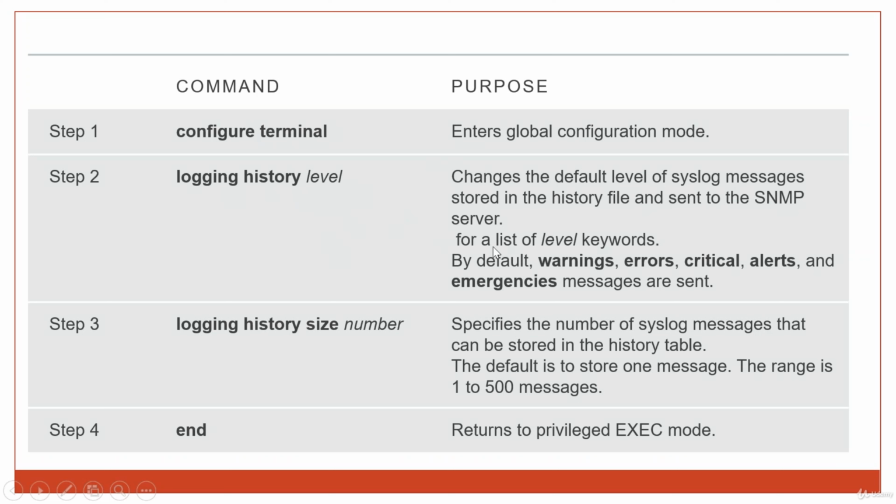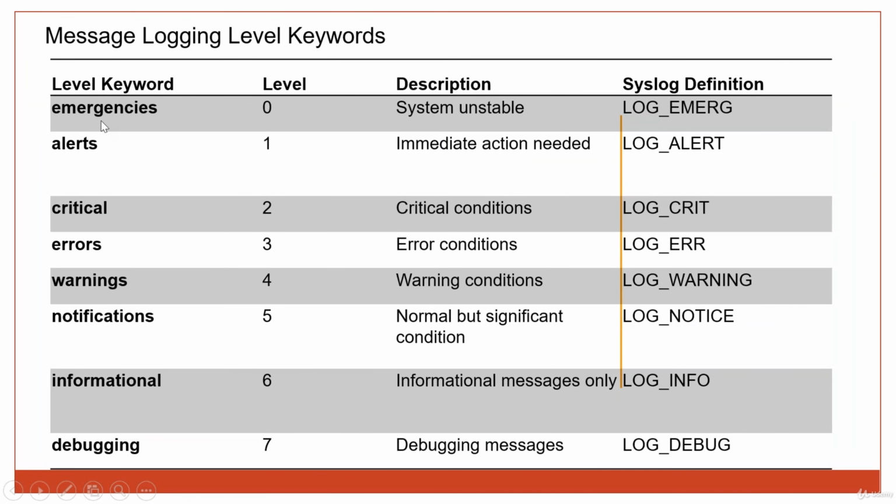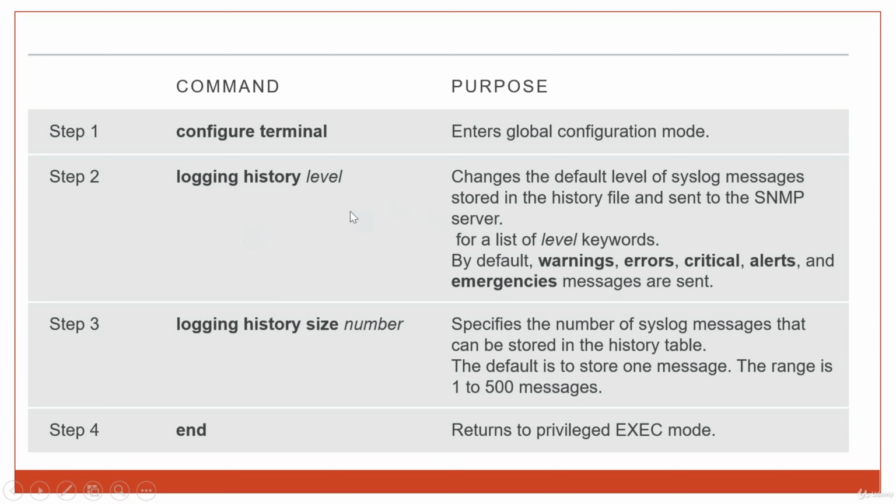You can see that by default it is showing warning, error, critical, alert, and emergency. So here you can see emergency, alert, critical, warning, and errors, so from 0 to 5, it will show. If you want, you can set the history level. We can even set the logging history size as well.